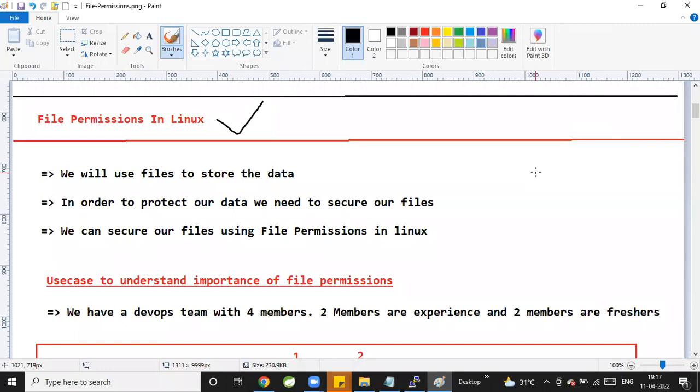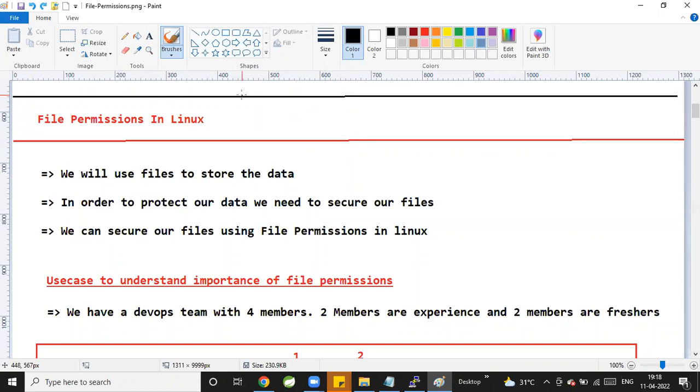Are you guys able to understand what is our today's topic? Today's topic is how to deal with file permissions in the Linux operating system. What is a file? A file is used to store data. Now, when we store data in a file, some files may have sensitive data. That means the data is very crucial for our application. The data is very important.